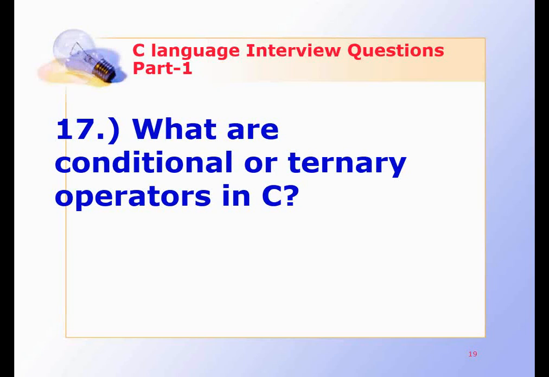What are conditional or ternary operators in C? The conditional operator is also known as the ternary operator. It is called the ternary operator because it takes three arguments. The conditional operator evaluates an expression, returning a value if that expression is true, and a different one if the expression is evaluated as false. It works from left to right.